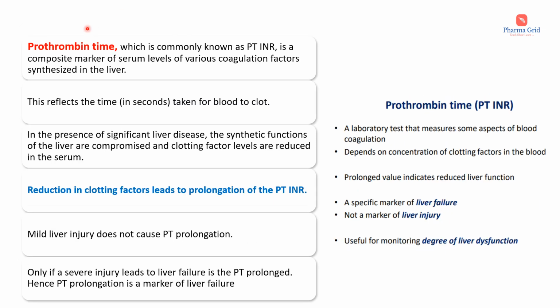Now let's see about prothrombin time, which is commonly known as PT-INR. It is a composite marker of serum levels of various coagulation factors synthesized in the liver. This reflects the time, in seconds, taken for blood to clot. In the presence of significant liver disease, the synthetic functions of the liver are compromised and clotting factor levels are reduced in the serum. Reduction in clotting factors leads to prolongation of the PT-INR.